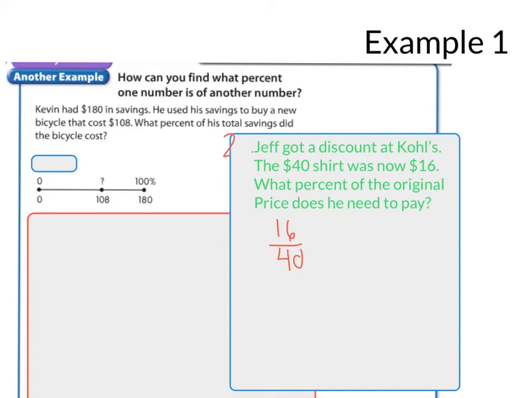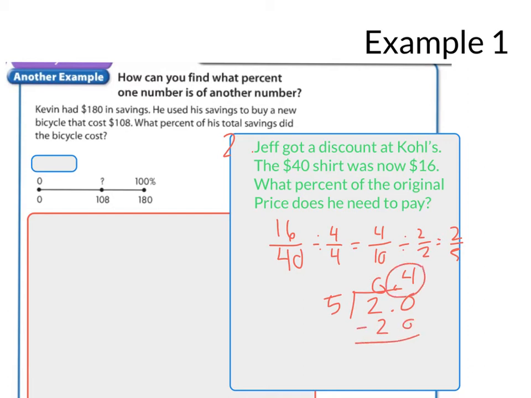So I remember that first I can simplify this if I don't like dividing bigger numbers. I see that 16 and 40, I can divide both by 4. So I have 4/10. I can also simplify it further, making it 2/5. Once I get to that point, I know I need to make a decimal. 2 divided by 5. If I had 20 sheep, how many groups of 5 would I have? I'd have 4.